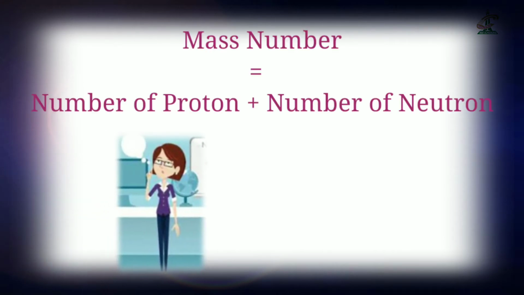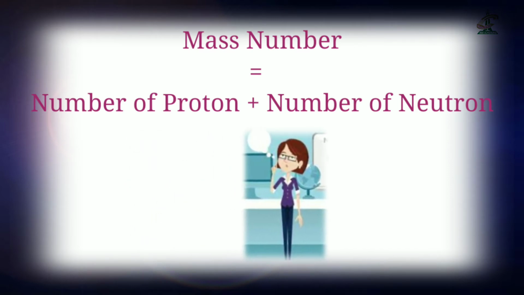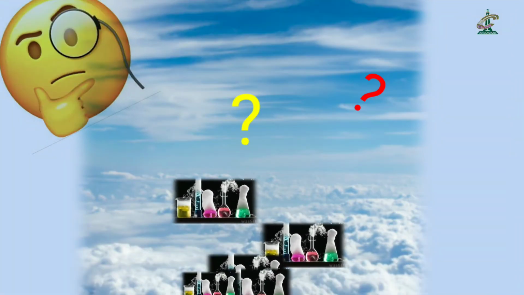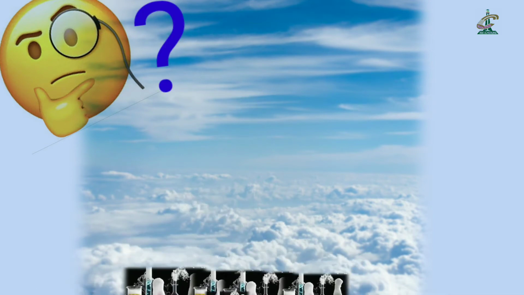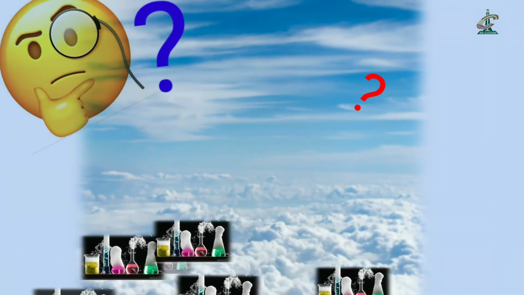Now, if anybody asks you what is mass number, what will you say? Mass number is the number of protons and number of neutrons. Now, let's learn how we can find the mass number of an element by the number of protons and neutrons.